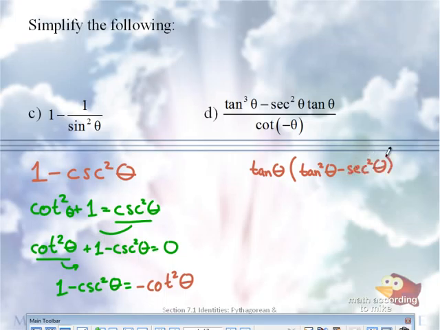Okay, so that's the numerator. In the denominator, we have the cotangent of negative theta. What type of function is cotangent? Odd. So how could I rewrite the cotangent of negative theta? Negative cotangent of theta. And we're done. Oh, no, we're not. We're far. You're wrong.